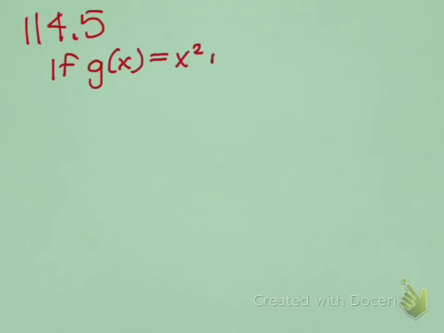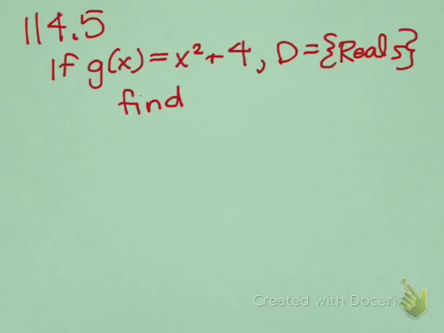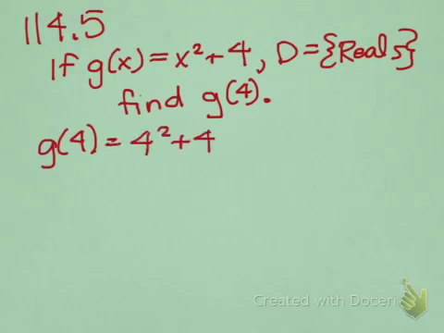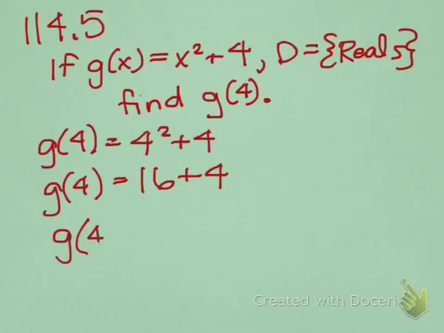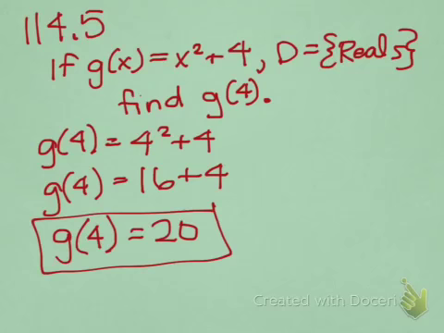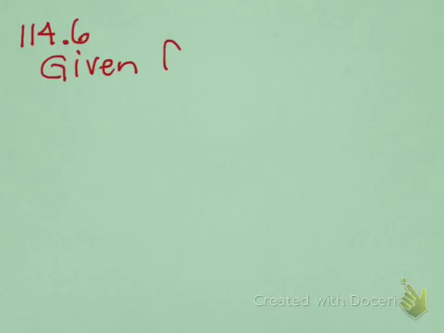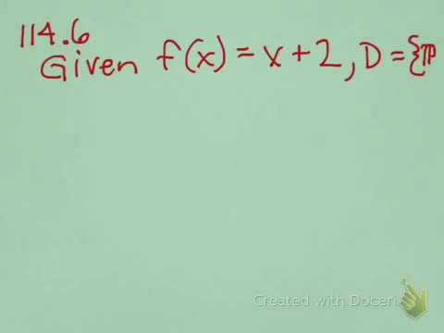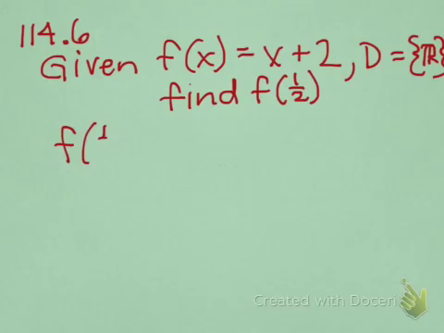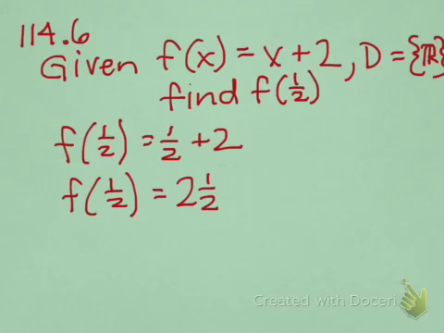Let's do another example. If g of x equals x squared plus 4 and the domain is the real numbers, find g of 4. 4 is our input, so 4 squared plus 4 becomes 16 plus 4, which is 20. G of 4 equals 20. Okay, given f of x is x plus 2, the domain is the reals, find f of 1/2. So f of 1/2, we just plug that in for x. We get 1/2 plus 2. 1/2 plus 2 is 2.5.